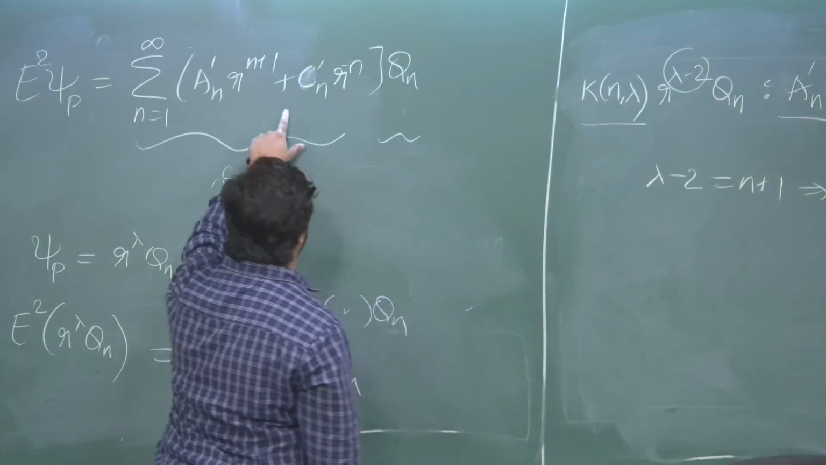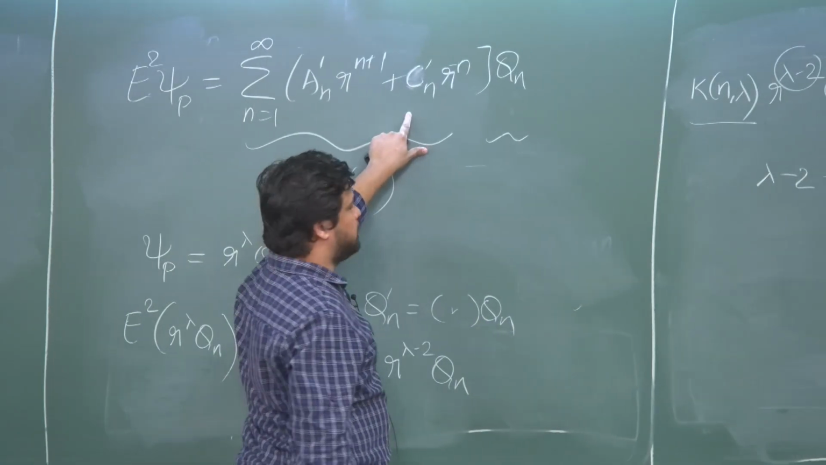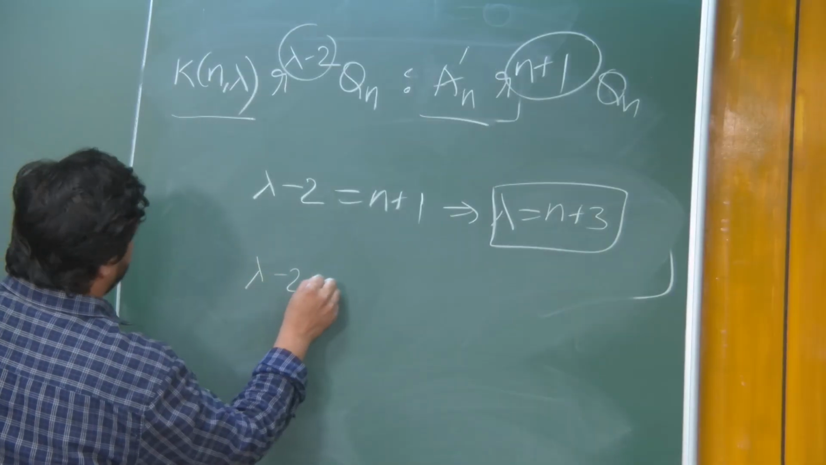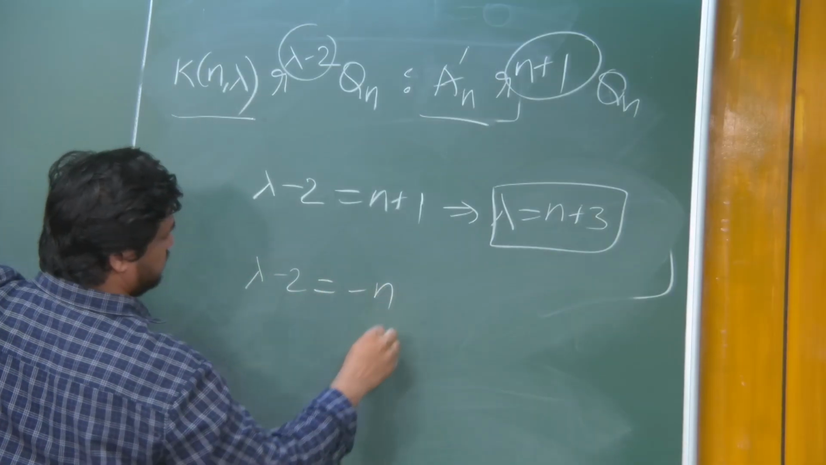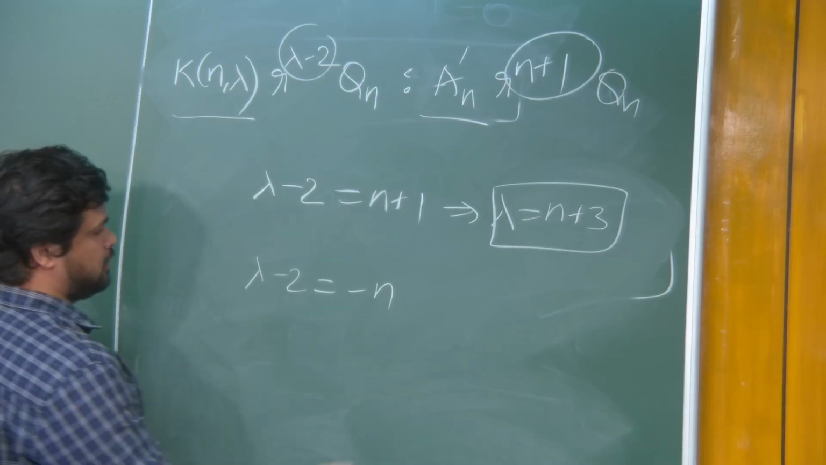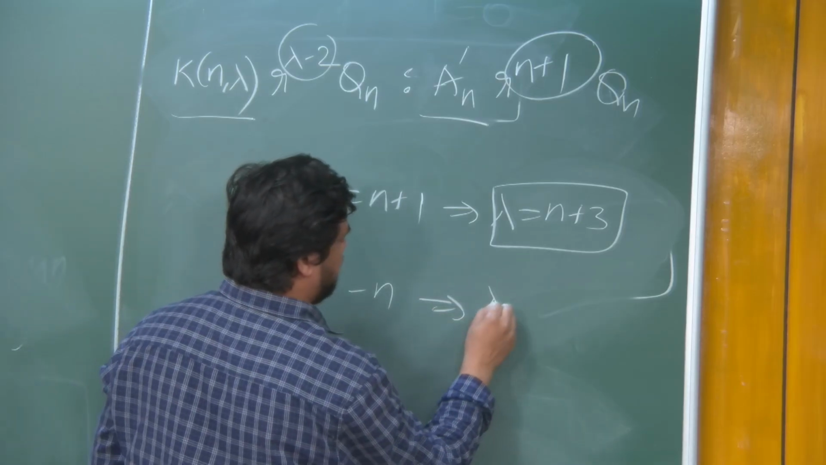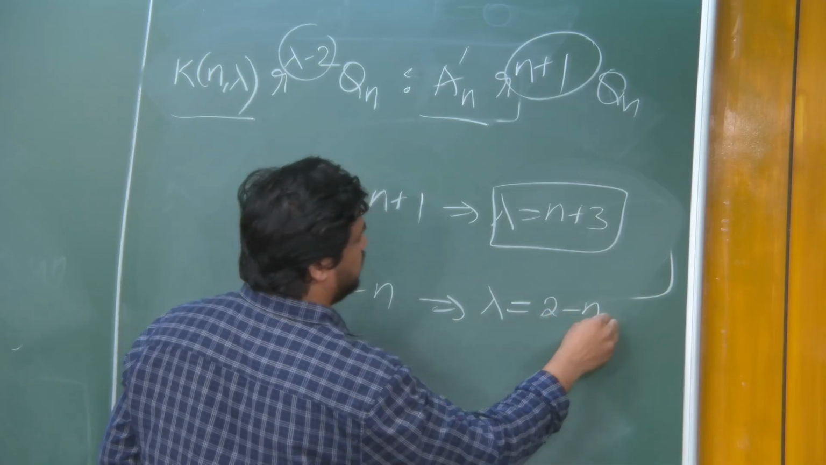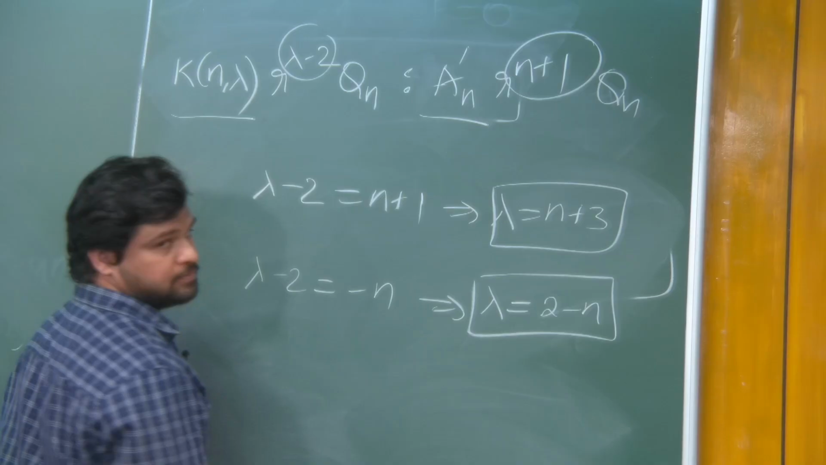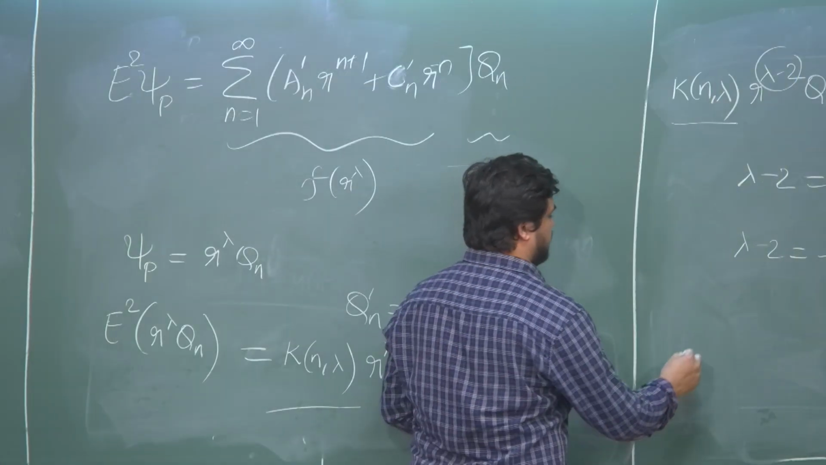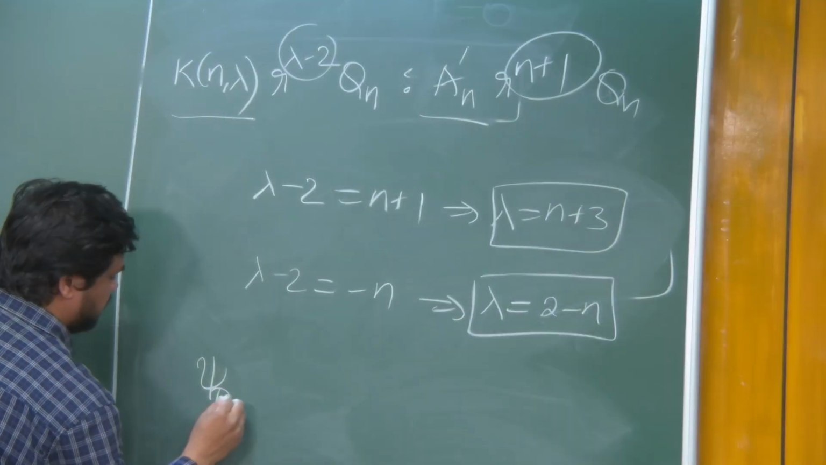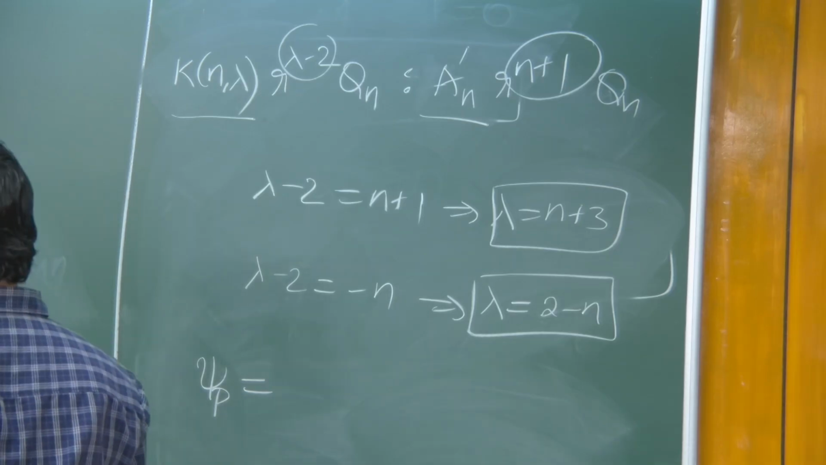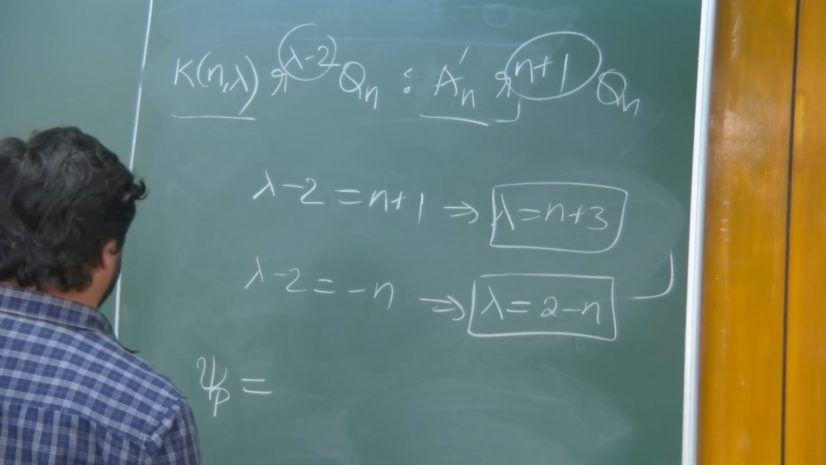Similarly, if you do it for the other term, you will get lambda minus 2 equal to minus n. So, this will give you lambda equal to 2 minus n. So, your particular integral will be phi p is equal to, we already used b and c for the homogeneous function.